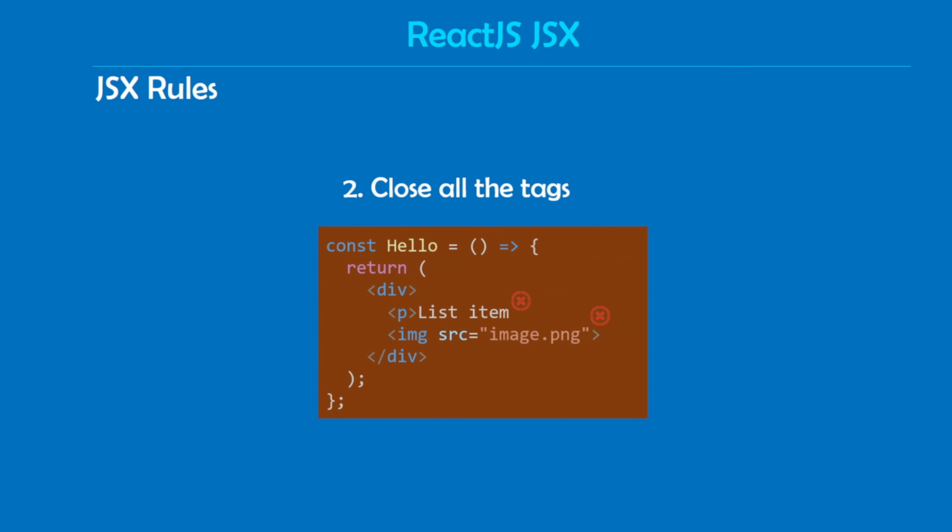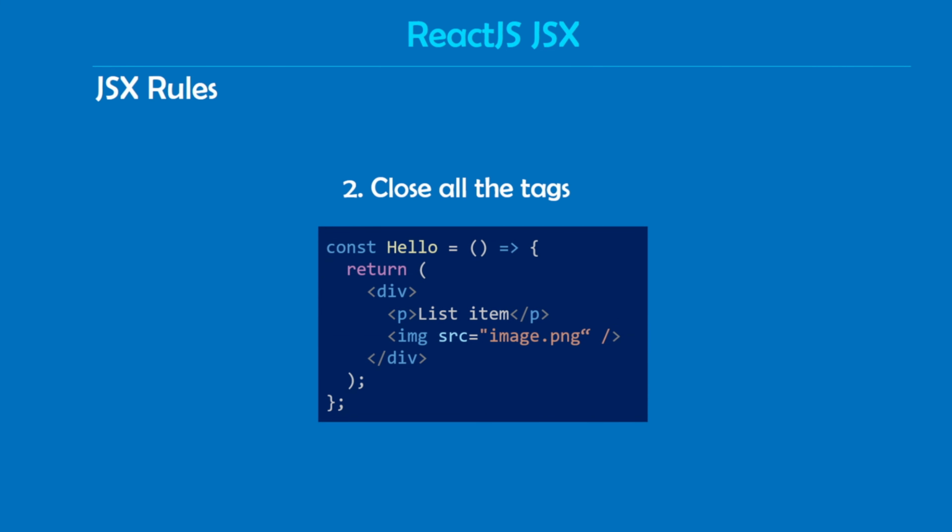Rule number 2, close all the tags. In JSX, we need to close all the HTML tags. In this example, we have a div, paragraph and image. For example, for paragraph, here we need to close the paragraph element, and even for empty elements, for example img, br tag and everything, we need to self close the tag like this. This is called self closing tag. Self closing tag is nothing but closing the tag by using one space and forward slash.